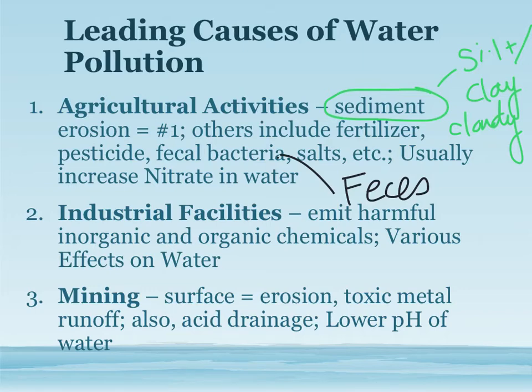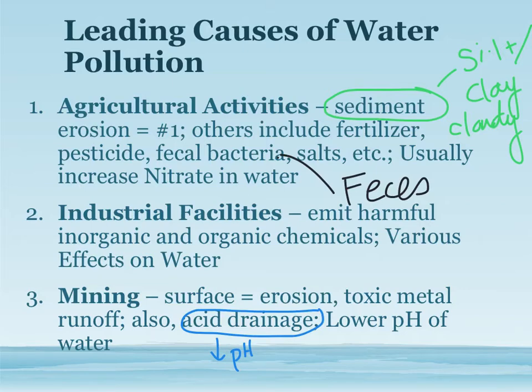Mining is another one. We've already talked a lot about mining. We talked about acid mine drainage, which is this one right here in the middle. And we know that acid mine drainage, of course, is going to lower the pH because it's an acid. Okay, and acid mine drainage comes when you expose things from underground that were locked away.